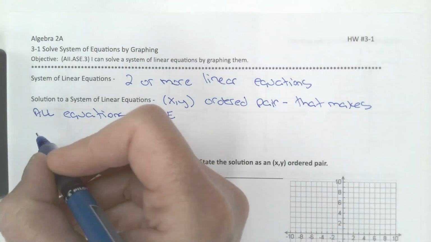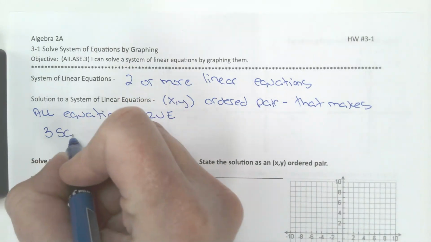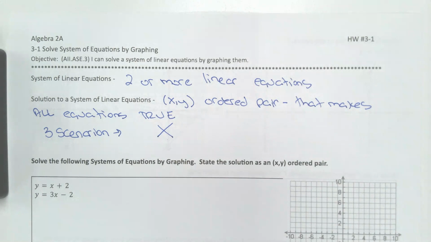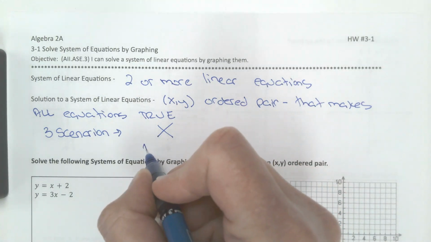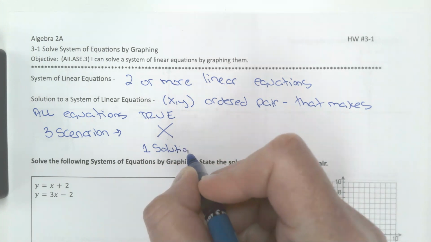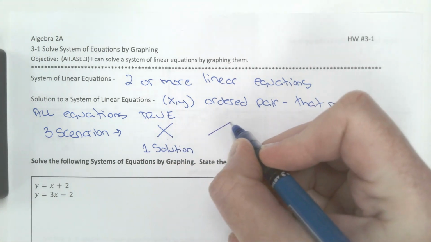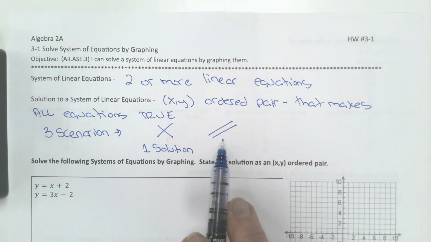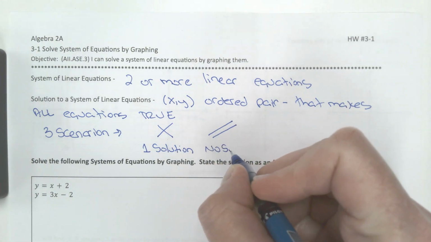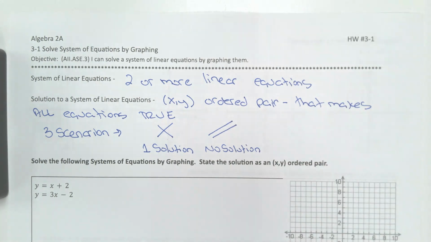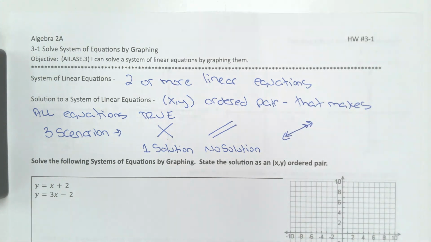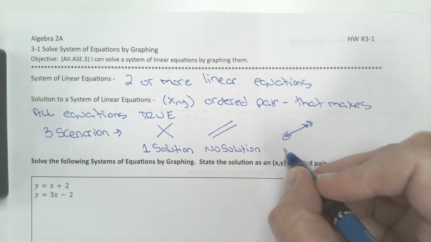When you have a system of equations, you basically end up with three possible scenarios. The first scenario is that the two lines cross, and this is what having one solution looks like. The second scenario is that you get parallel lines, and since parallel lines don't cross, this is what no solution looks like. And then sometimes you graph the two lines and they're sitting on top of each other because they're essentially the same line. And this is what we call infinitely many solutions.